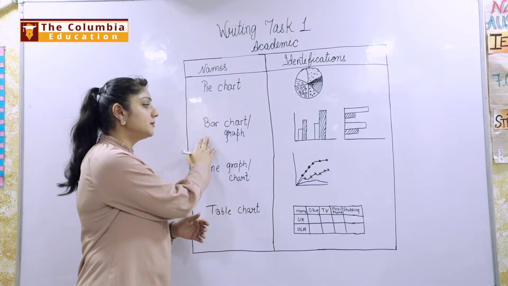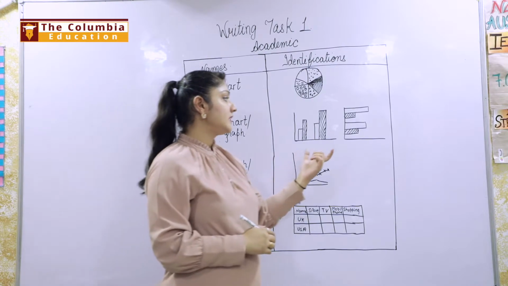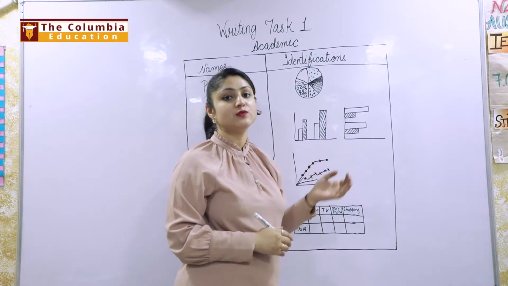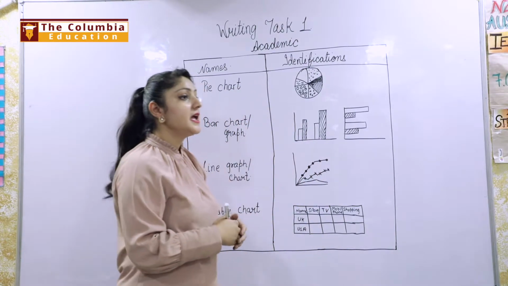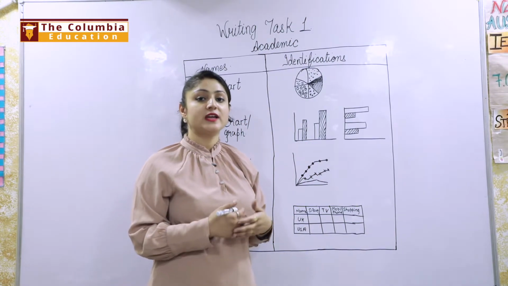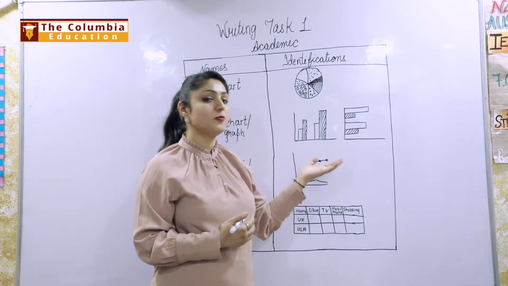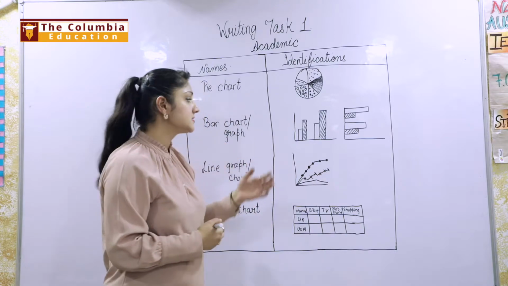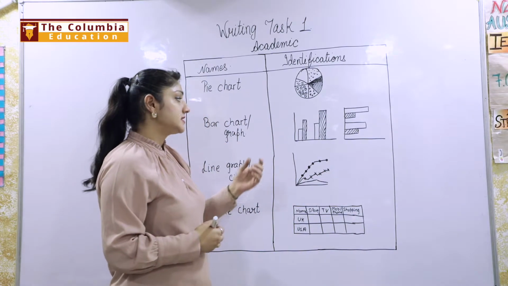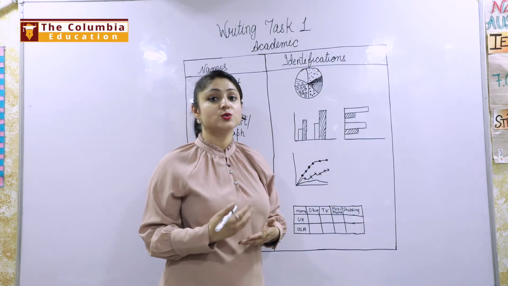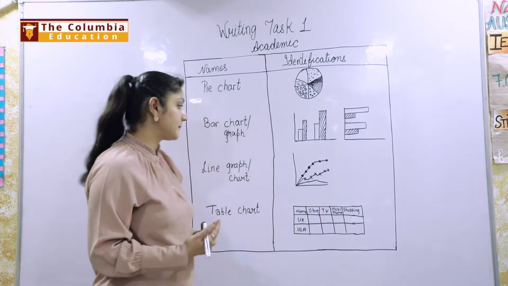Then second is a bar graph. See, I have made the bar graph in two forms. One is horizontal and the second one is in a vertical position. Any kind of chart we can get in an exam, either in the form of vertical or in the form of horizontal, right? This is called a bar graph. A single bar you can also get, or multiple bars you can also get in an exam, right?